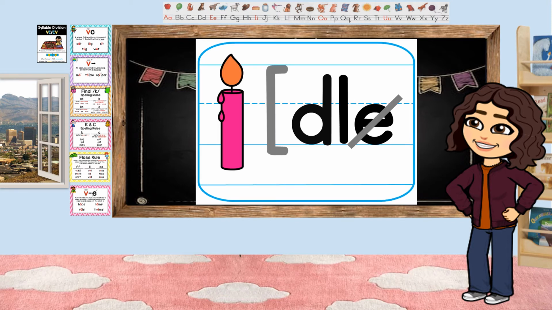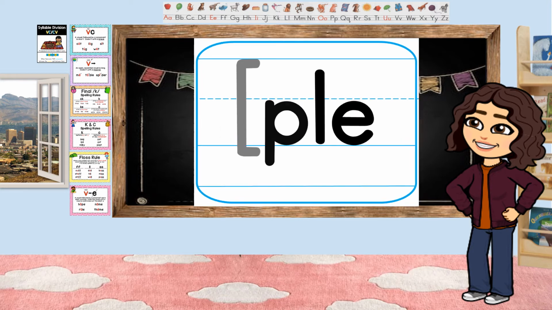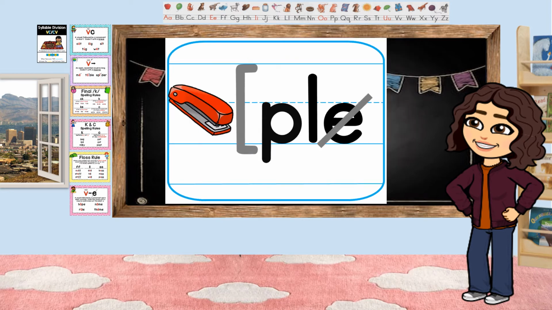And to remember what sound final stable syllable DLE makes, we have the keyword candle. So when we see this card, we're going to say candle, dull. We also have this card. And when we see this one, we're going to say final stable syllable, PLE. And to help us remember what sound final stable syllable PLE makes, we have staple, pull.